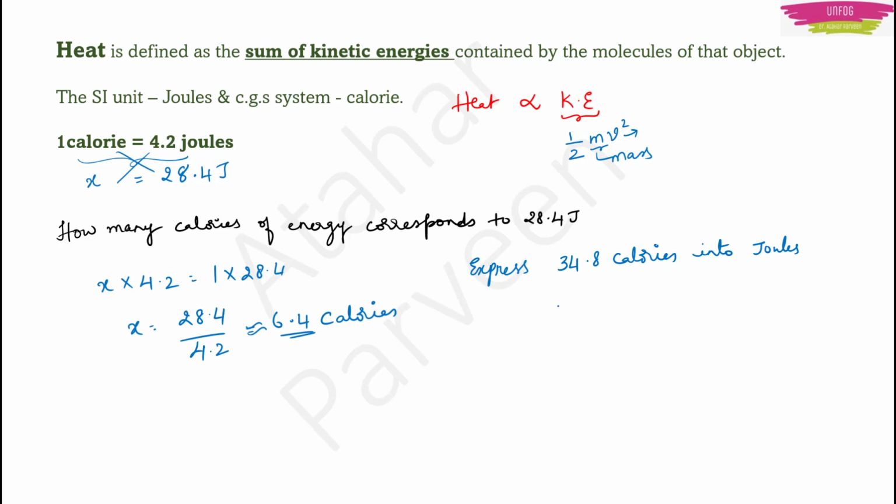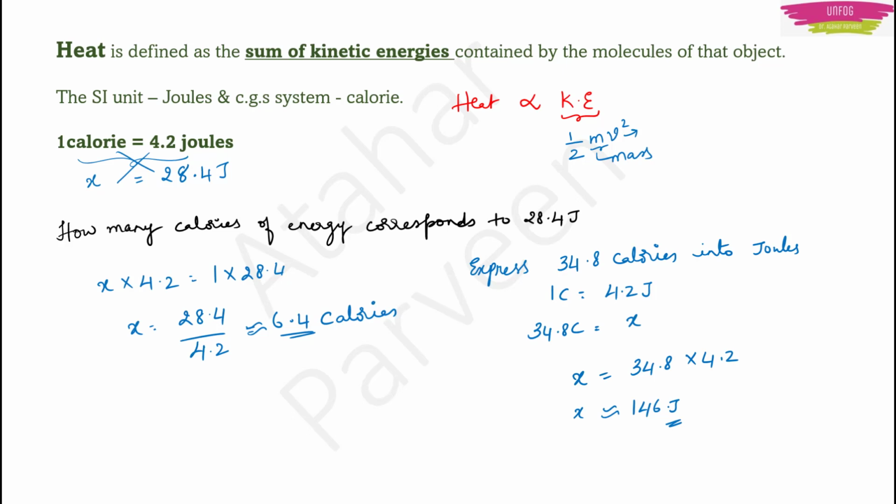In this case, what do you do? You know that 1 calorie is equal to 4.2 joules, right? Now they have given you 34.8 calories. You have to convert it into joules. So you put it as X. X will be equal to 34.8 into 4.2. This will be equal to around 146 joules. Okay, so this is how you can convert energy with different units.